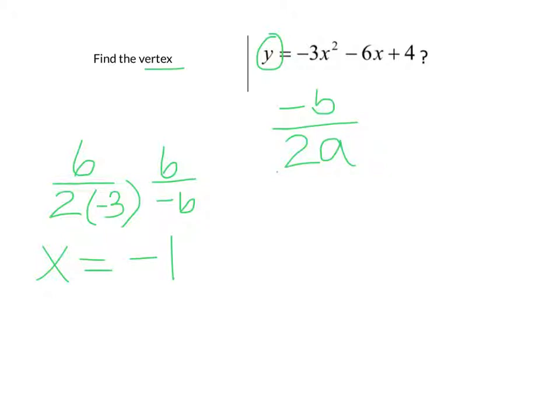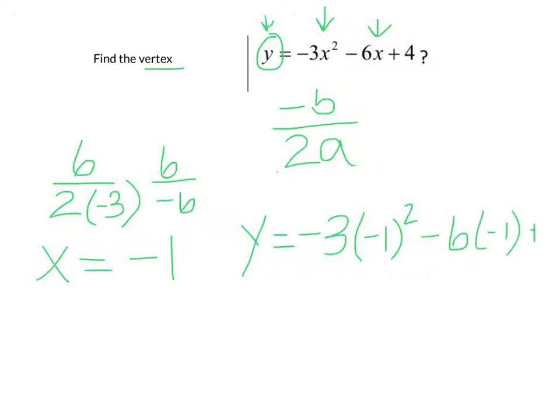So what we do is we're going to go back into these original x's and plug in what we just found, x of negative 1, into those, and then it will give us an output of what y equals. So let's go ahead and fill that in. y is equal to negative 3, and instead of putting the x, we're going to put negative 1 squared, minus 6 times negative 1, plus 4. Alright, let's do this math here.